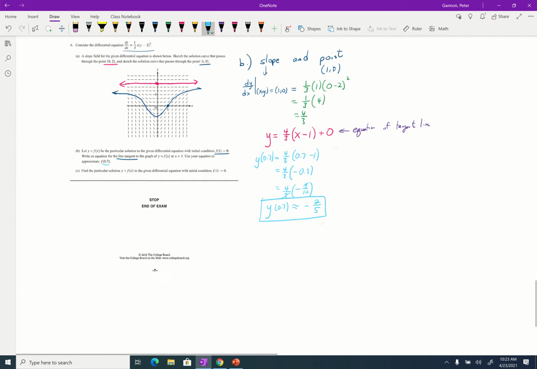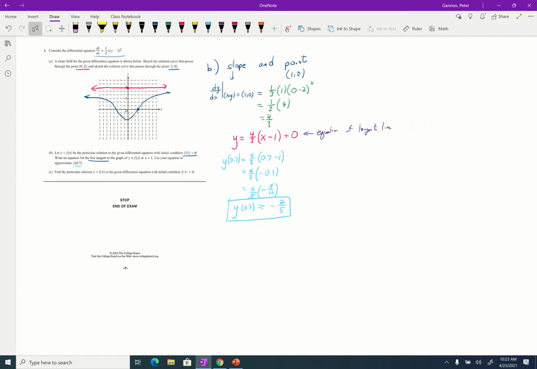So, information sometimes is given to us in different ways. But anytime you want to write the equation of a tangent line, you've got to know slope and you've got to know the point. The slope comes from the derivative evaluated at that point. The derivative of the function at a point is the slope of the tangent line at that same point. So you got to be looking for those pieces of information.